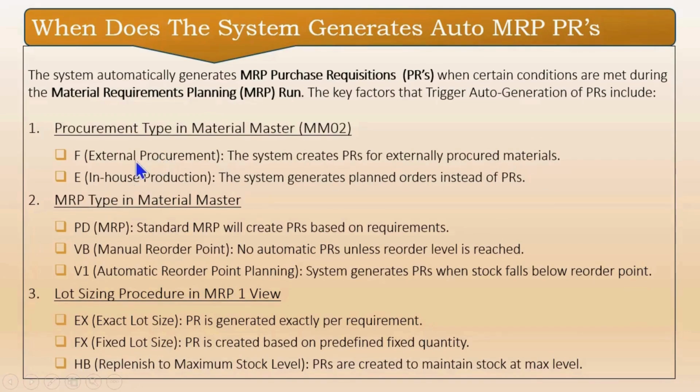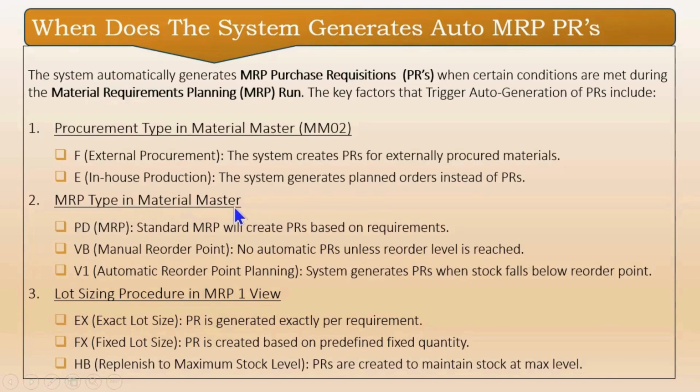So if it is external procurement, purchase requisitions will be generated for external procurement, and from the PR they will make the auto PO. The PO is an external document, while the purchase requisition is an internal document. If the procurement type is F, then a PR will be generated. If the procurement type is E, that is in our production, then planned orders will be generated. This is for the production and planning system.